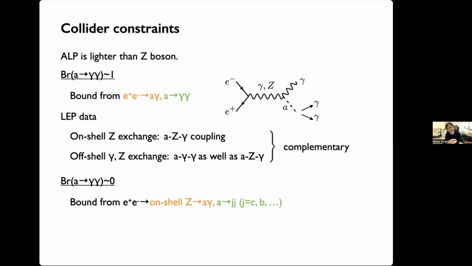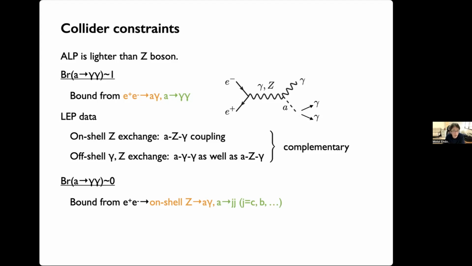Next, we consider the collider constraint. In particular, when the ALP is lighter than the Z boson, the LEP experiment places a very tight constraint. For example, when the branching ratio of the ALP decay into diphoton is large, then the bound from e plus e minus to A gamma and then A decay into diphoton, which is represented by this diagram, is very important.